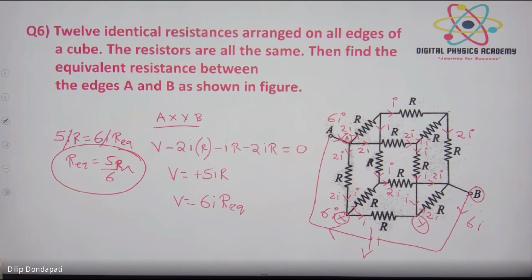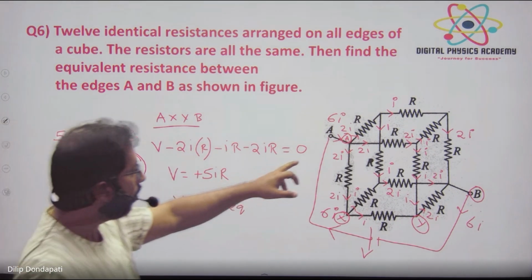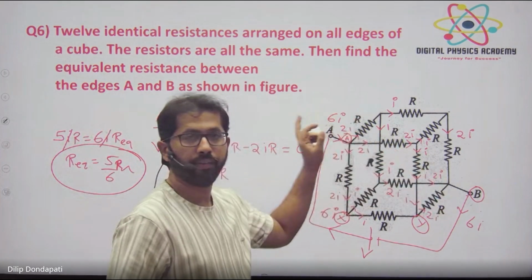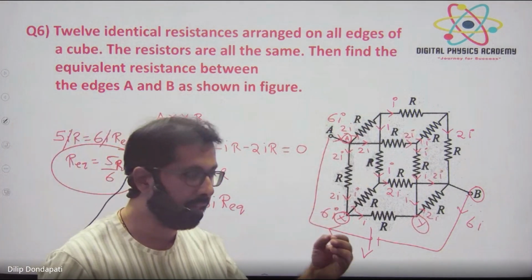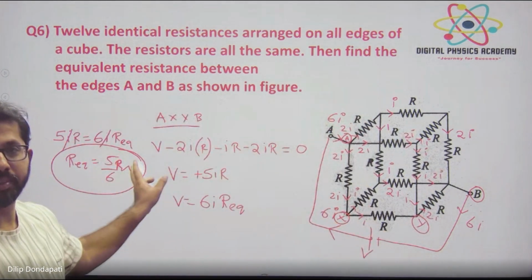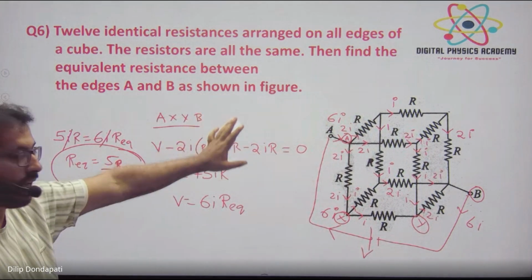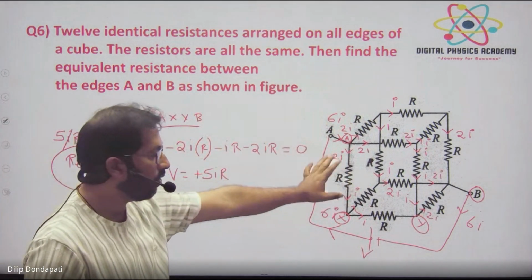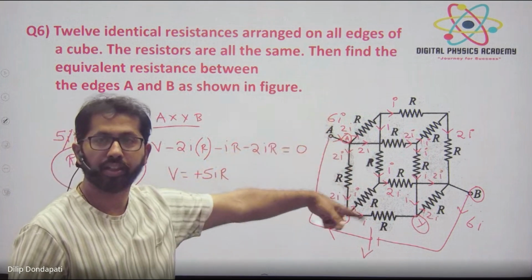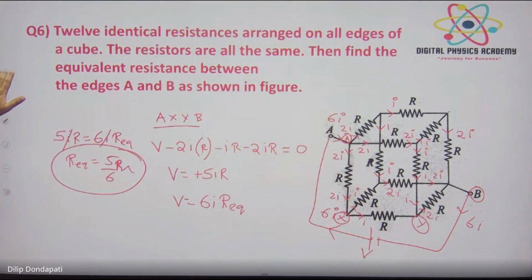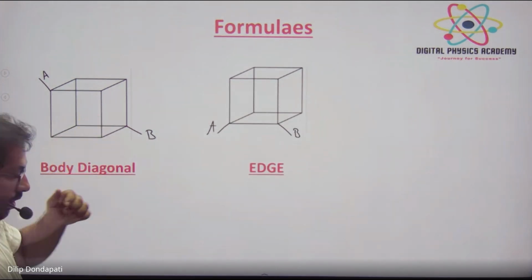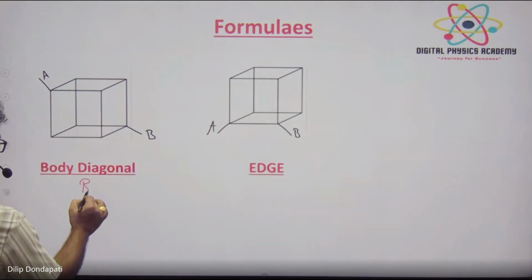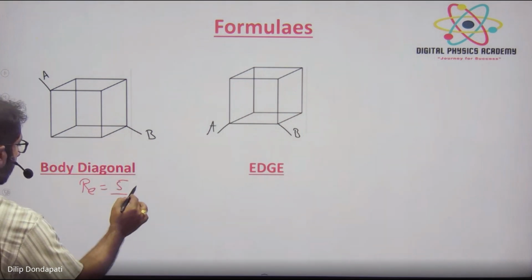Okay. So you understand this, what is this called? This is called body diagonal. For body diagonal, remember the final result. Sometimes in Mains it will be asked directly. Directly you can write 5 by 6 R. Body diagonal's R equivalent is always 5 by 6 R when all the resistors are R. In this case, write down a conclusion: for the body diagonal, R equivalent is 5 by 6 R.